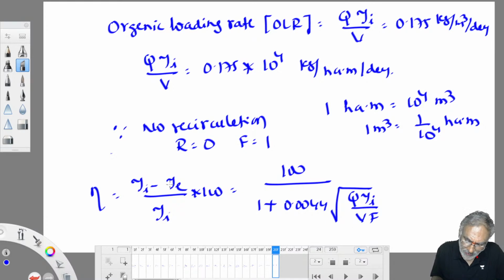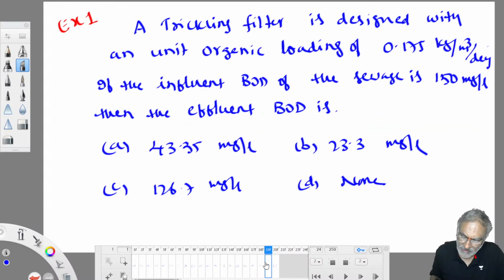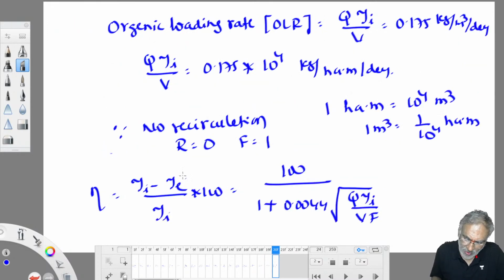YI is known to you. Can't you work out YE? Come on, work out. YI is given as 150. So this is known. Only unknown is YE. You can find out. Come on, Ankit Kumar, Karan Kumar, work out.